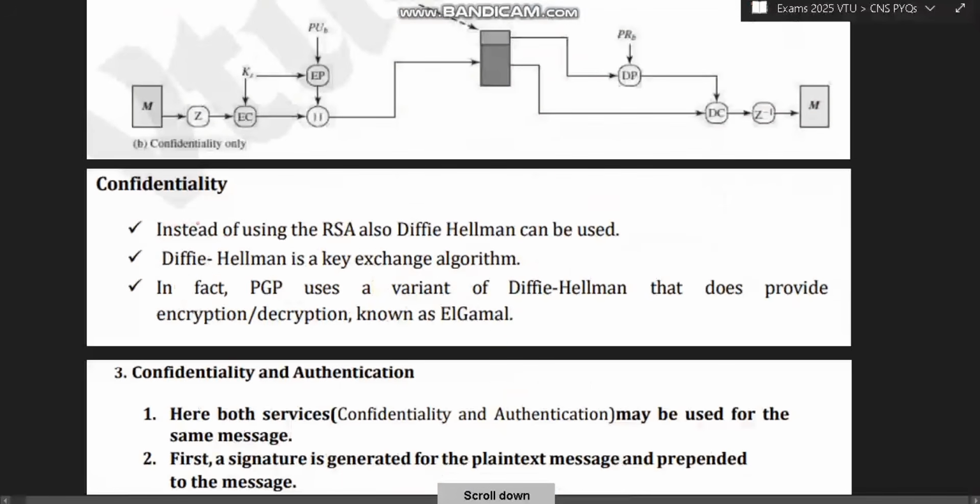So instead of using RSA, Diffie-Hellman can also be used. Diffie-Hellman is a key exchange algorithm. In fact, PGP uses a variant of Diffie-Hellman that does not provide encryption/decryption, known as ElGamal. But that is out of the scope of the syllabus. It was there in the previous scheme, but in this scheme it's not there.